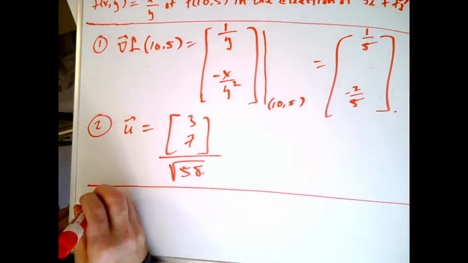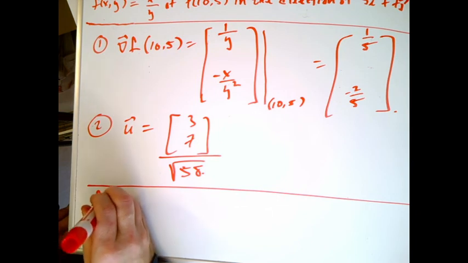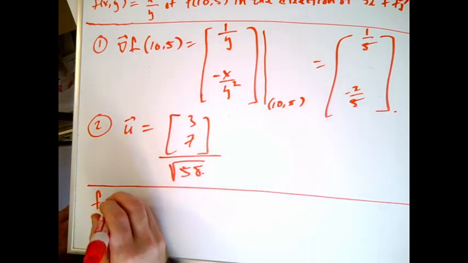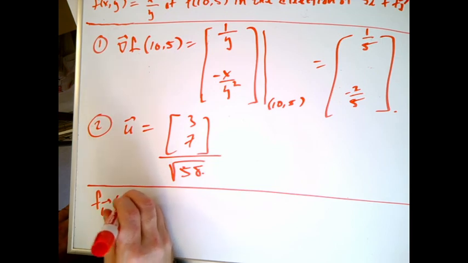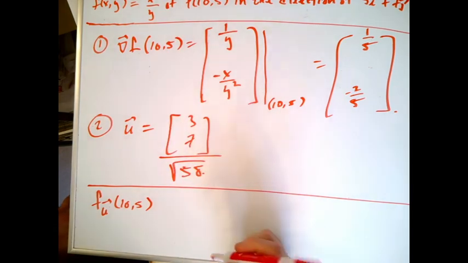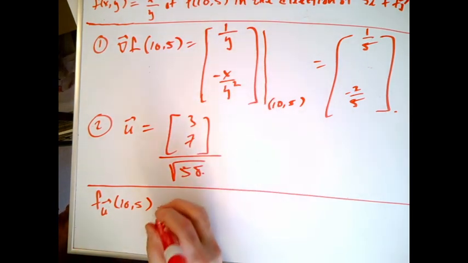now by the way, the notation they use for directional derivative is f sub u. Now fx is the partial derivative with respect to x. That's really just a chop in the i direction. fy is a chop in the j direction. This is clearly not either of those. So we want the directional derivative at (10, 5), which means we're standing on that graph at the point (10, 5), and we're chopping in the direction of (3, 7), and we want the slope.